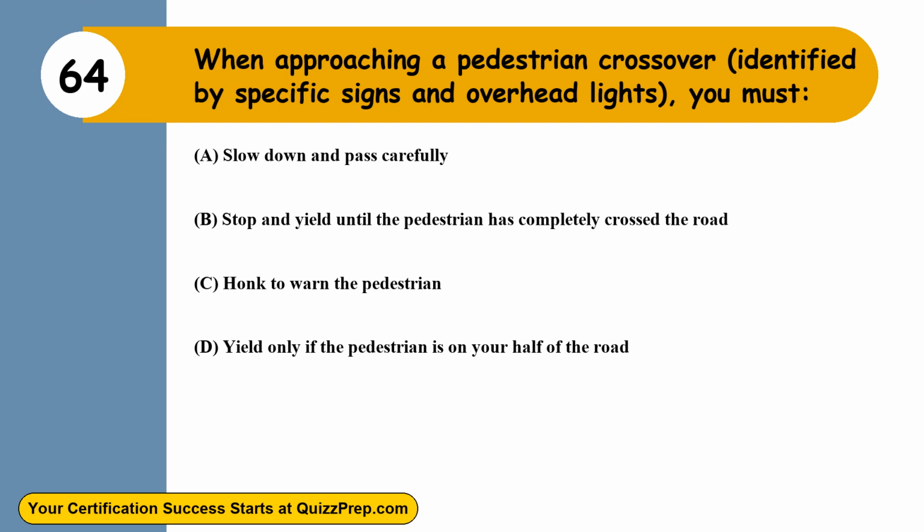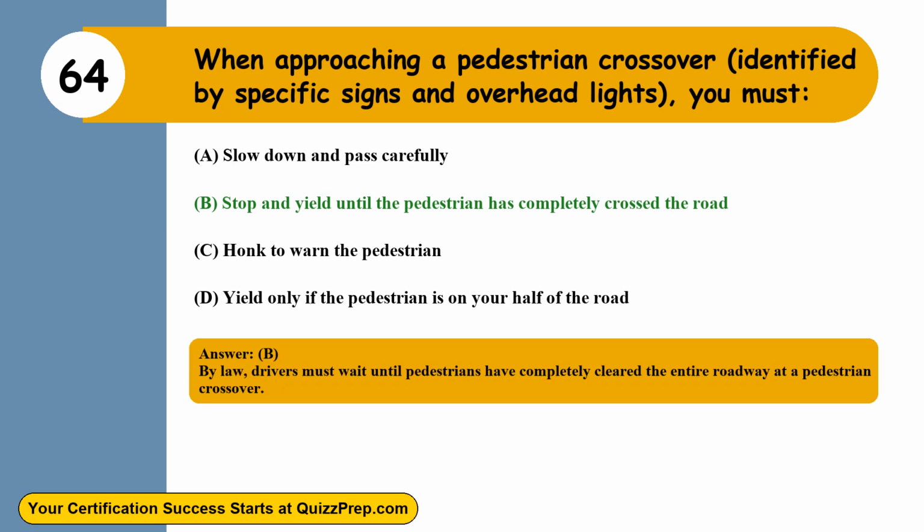Question 64. When approaching a pedestrian crossover, identified by specific signs and overhead lights, you must: Option A. Slow down and pass carefully. Option B. Stop and yield until the pedestrian has completely crossed the road. Option C. Honk to warn the pedestrian. Option D. Yield only if the pedestrian is on your half of the road. The correct answer is option B. Stop and yield until the pedestrian has completely crossed the road. By law, drivers must wait until pedestrians have completely cleared the entire roadway at a pedestrian crossover.